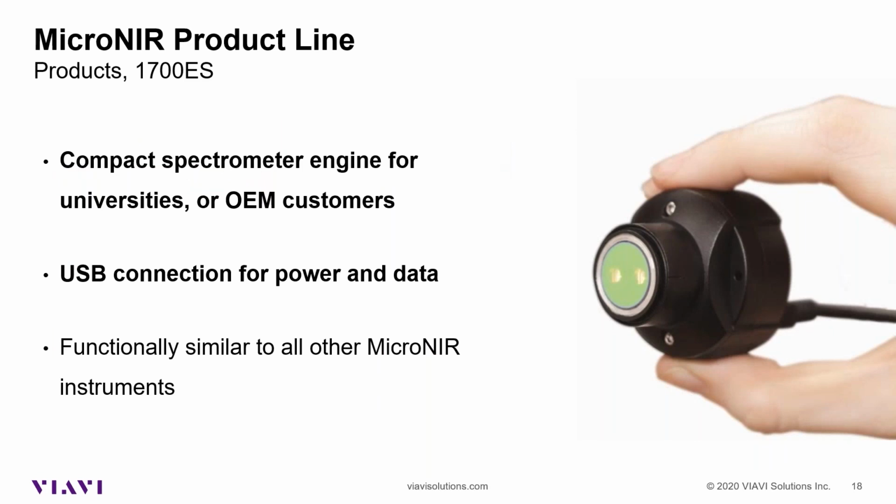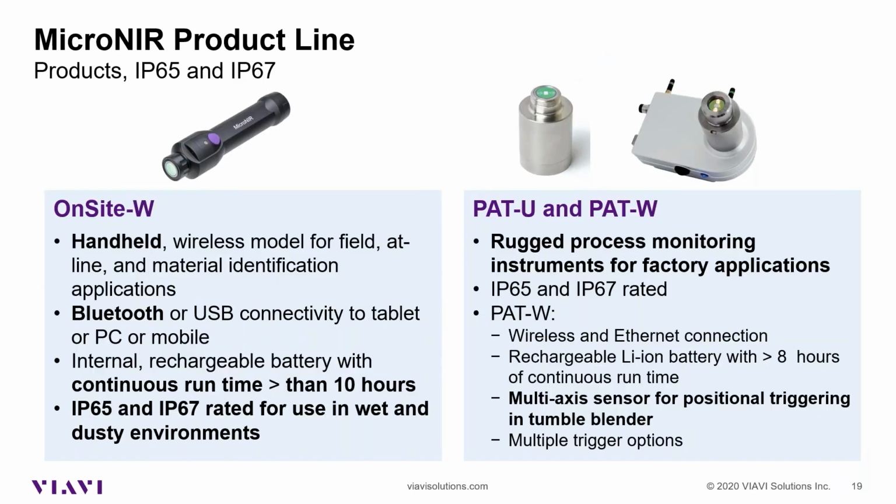This is our baby, still the smallest NIR in the market, the 1700 ES, that is now dedicated basically to academic purposes, but the functionality is exactly the same as on all the other devices in terms of optical performance, and it is enough to connect this piece of hardware with a USB cable to a computer and get a spectrum.